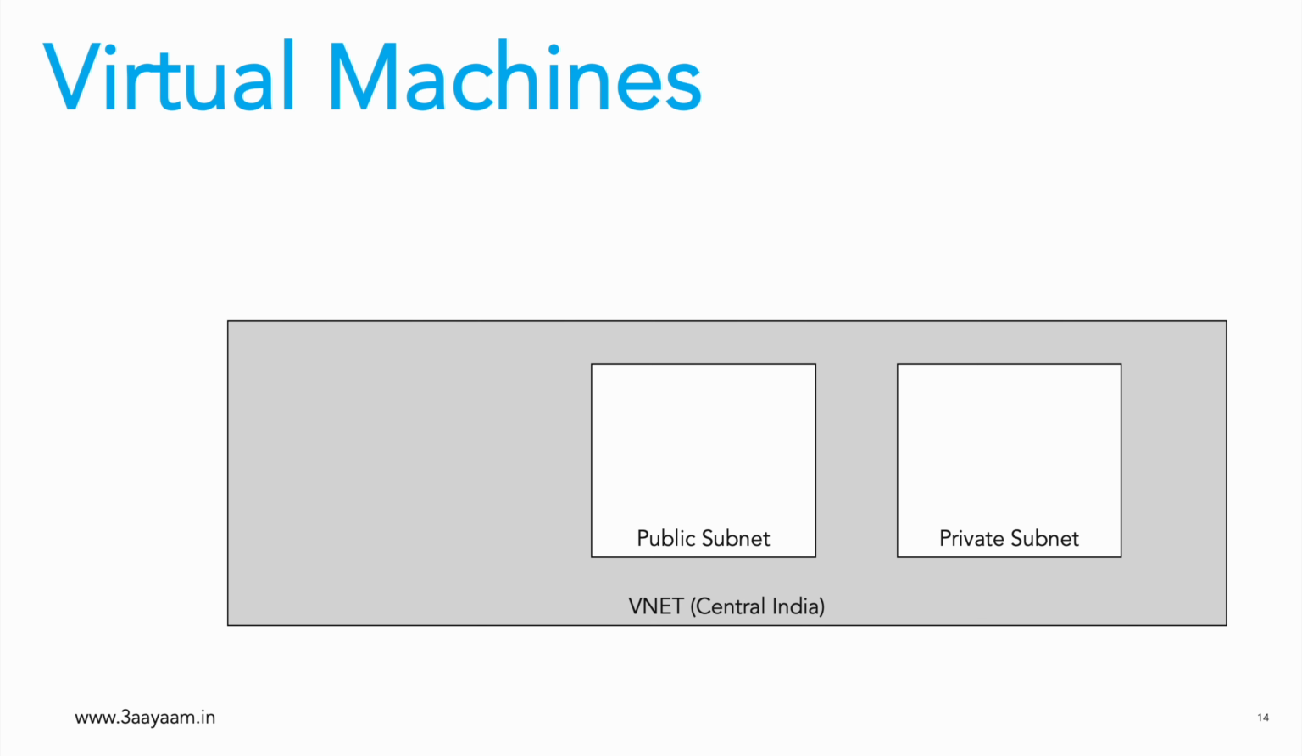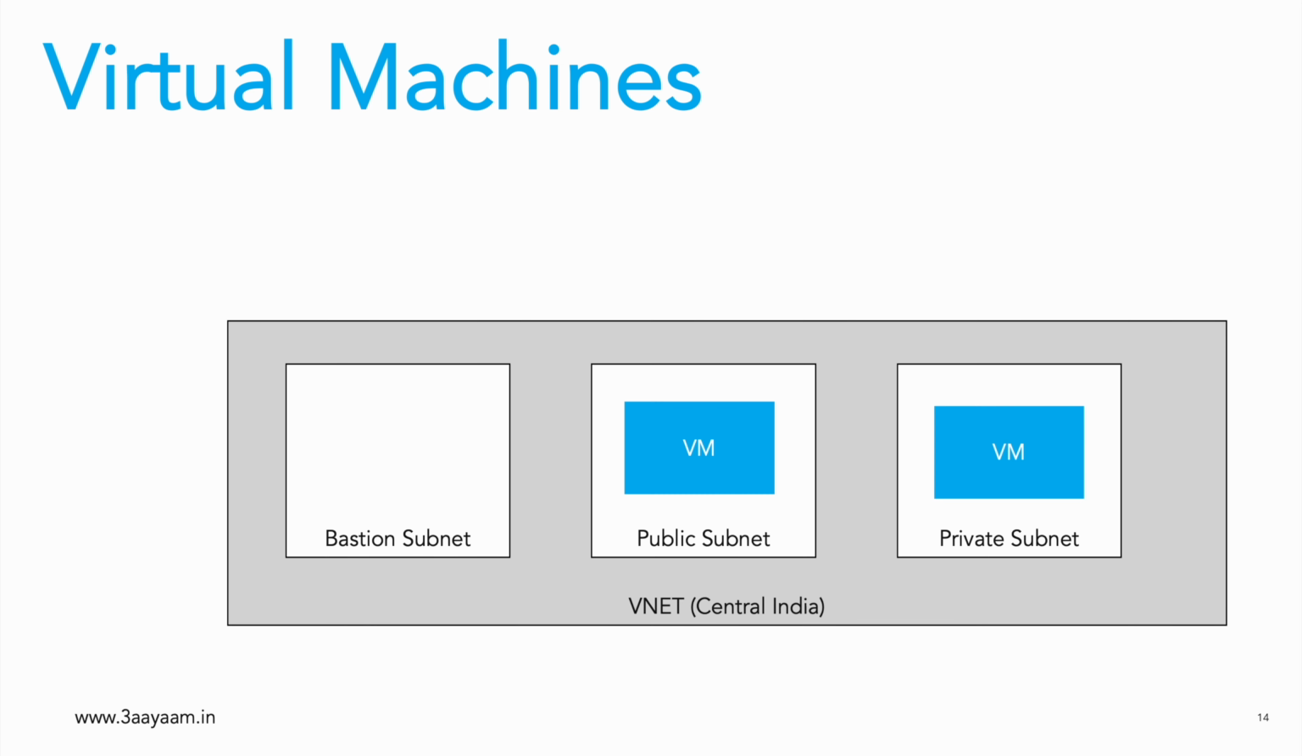I have a virtual network created in Central India. There's a public subnet and there's a private subnet inside of this VNet. There's a Bastion subnet also. The reason there's a Bastion subnet is because I had created a Bastion host automatically. And in the previous video, I launched two virtual machines, one in the public subnet and the other in the private subnet. The Bastion host is already there in the Bastion subnet.